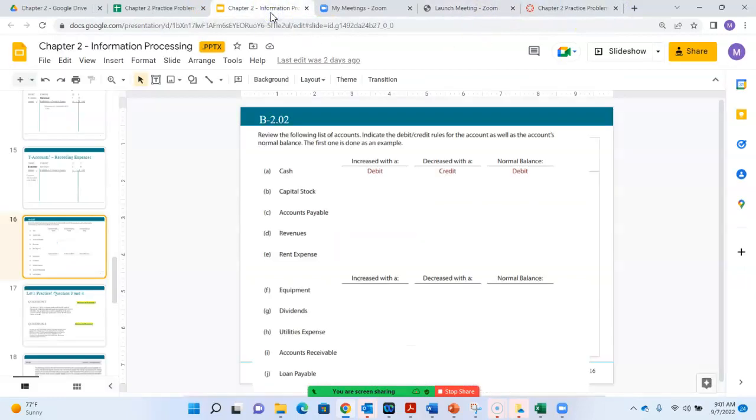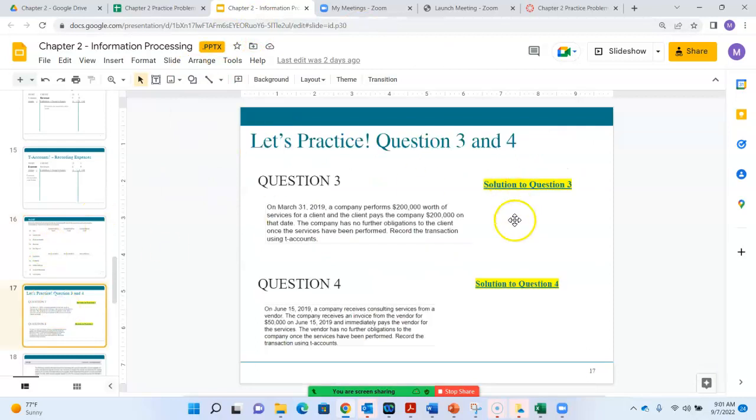So today we're just going to go through so many different practice problems. We already learned about debits and credits. Now it really comes down to practice. That's the best way to understand this material. So we did this last time. Let's move on to slide 17.